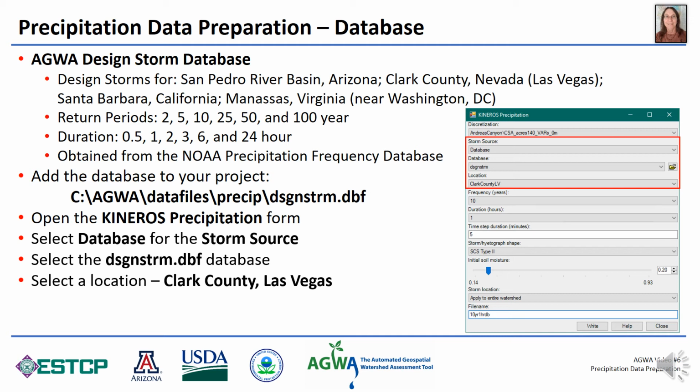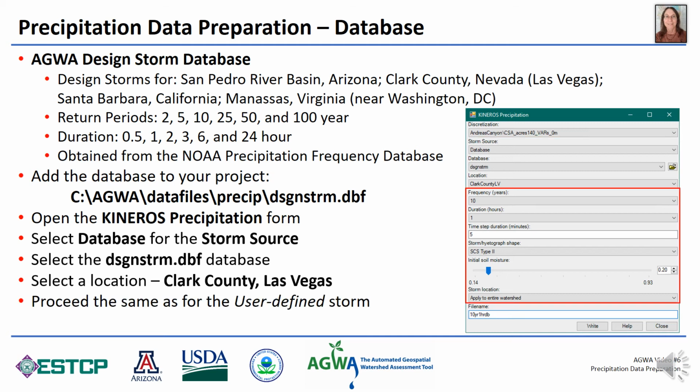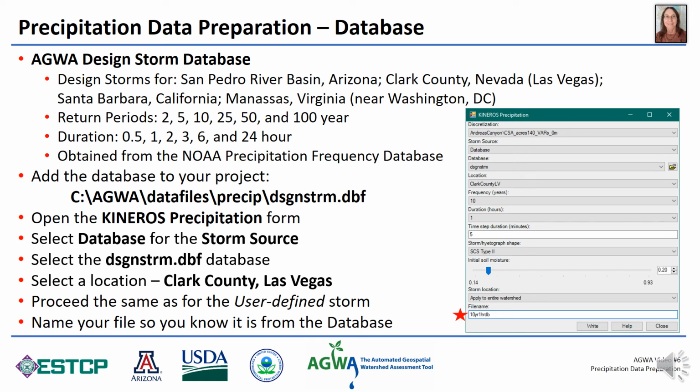We'll use Clark County, LV, since this is the closest location to the mountain fire near Palm Springs in the database. Proceed the same as before with a 10-year 1-hour storm, a 5-minute time step, the SCS Type 2 storm distribution, 0.2 initial soil moisture, and applied to the entire watershed. Name your file so you know it's from the database, 10-year 1-hour DB. Click Write, then Yes to confirm the file was written.